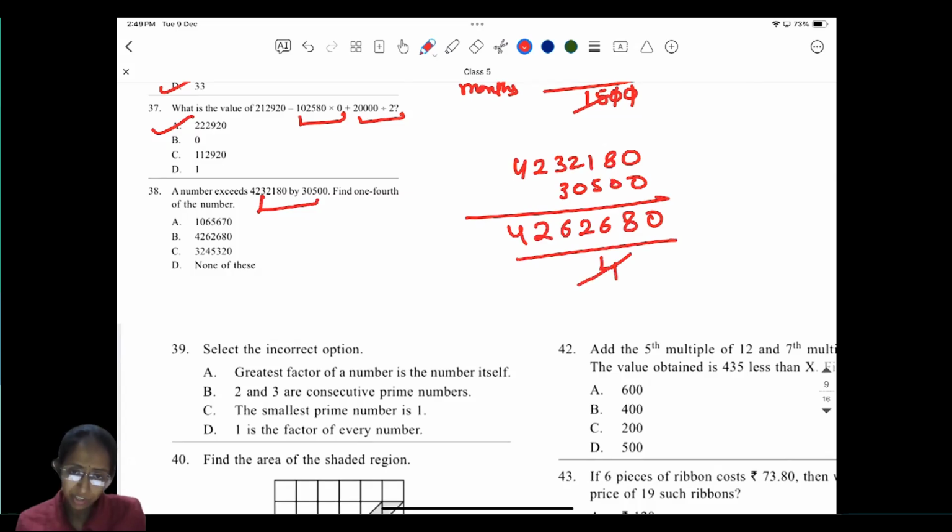So when we divide this by 4, we are having 4 1 times, then 0, then 6 times 24, then 22, 5 times 20, then again 6 times 24, 7 times 28, and then 0. So A is the correct option.